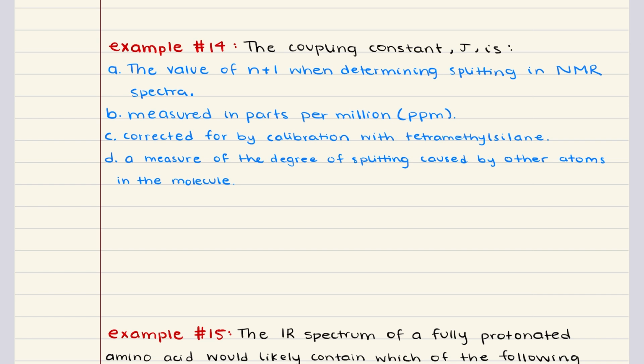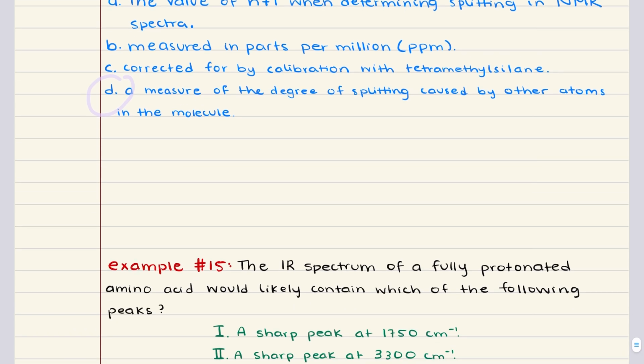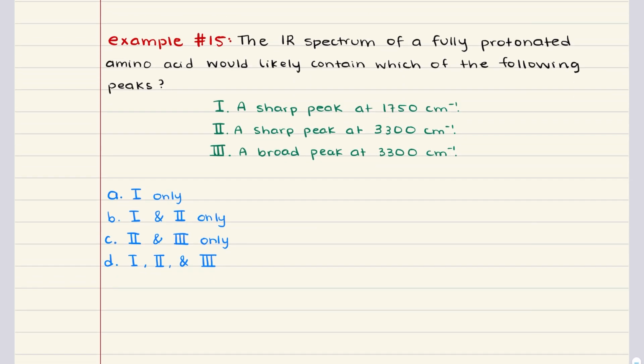So rather than just telling us how many neighboring protons are causing the splitting, which is what the n+1 rule does, the coupling constant gives us a precise measurement of the strength of that interaction. That makes the correct answer D. It's a measure of the degree of splitting caused by other atoms in the molecule. Now we can move into our last and final problem.